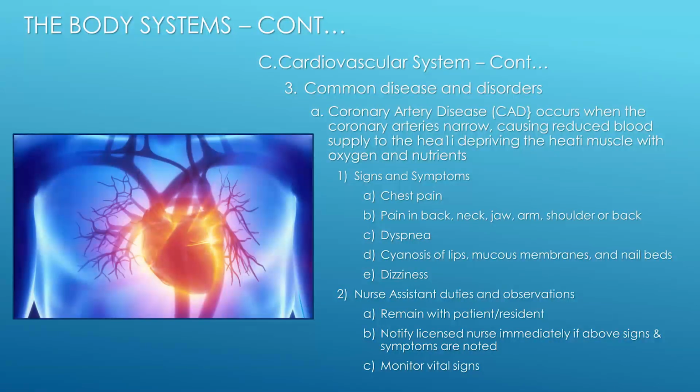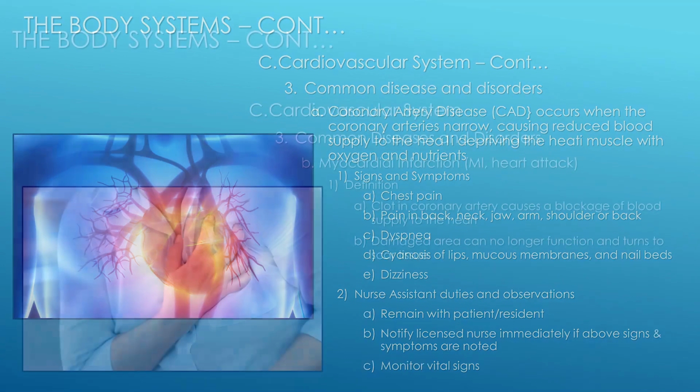Common diseases and disorders. Coronary artery disease occurs when the coronary arteries narrow, causing a reduction in blood supply to the heart, depriving the heart muscle of oxygen and nutrients. Signs and symptoms are chest pain, pain in the back, neck, jaw, arm, or shoulder, dyspnea, cyanosis of lips, mucous membranes, and nail beds, and dizziness. The nurse assistant duties and observations: remain with the patient or resident. Notify a licensed nurse immediately if the above signs and symptoms are noted.